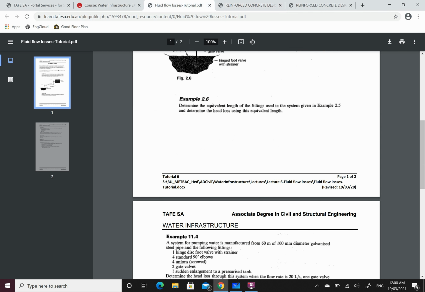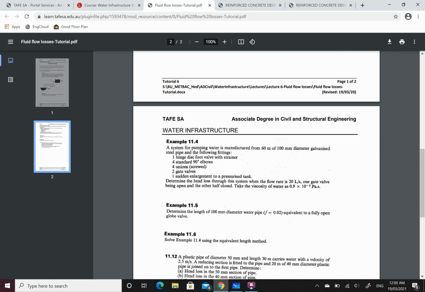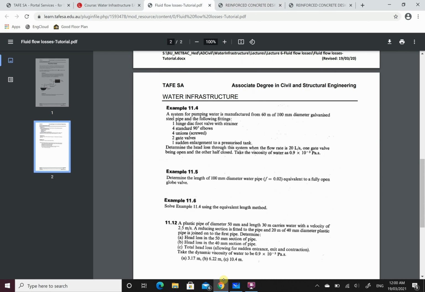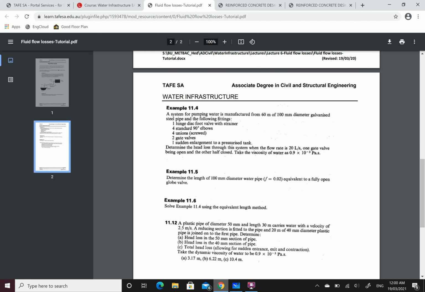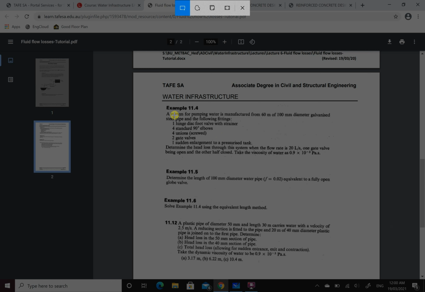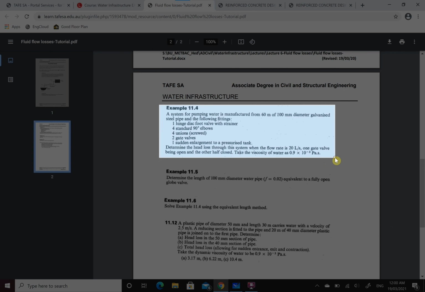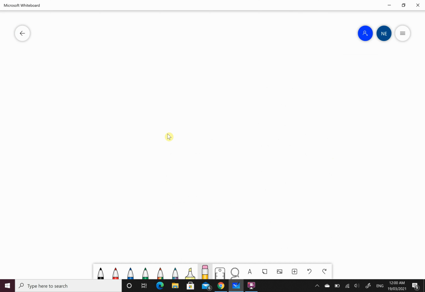Back to the tutorial. Our next question. What we're going to tackle is 11.4. These here aren't overly difficult, so let's go through it. What I might do is clear this again, and I'll just copy and paste it across. Control V.